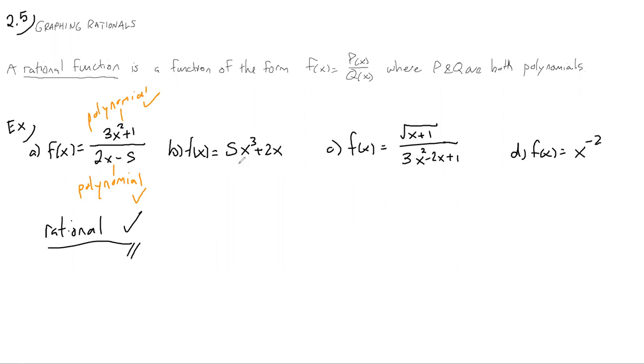Now b, we've got f of x equals 5x cubed plus 2x. Now you notice it's not written as some p over q, but this one actually is rational because anything that is written kind of just standing there, we could just put over 1, and 1 is a degree 0 polynomial, right? Just like the integers are also rational numbers because we can write 7 over 1, 3 over 1, etc. So this one here in B is also rational.